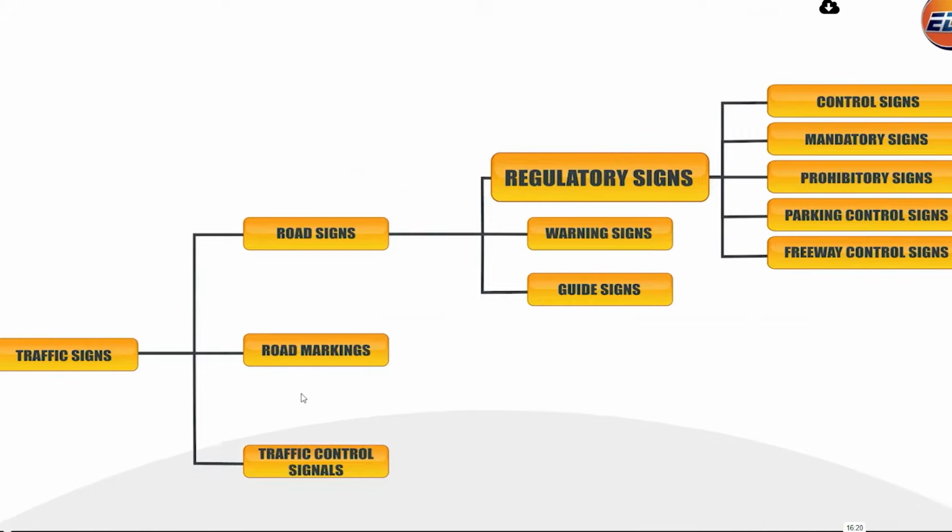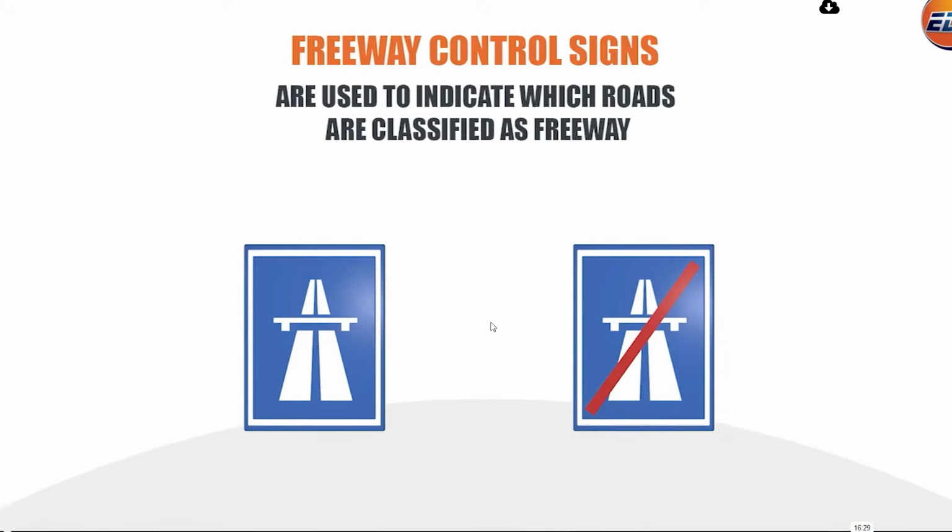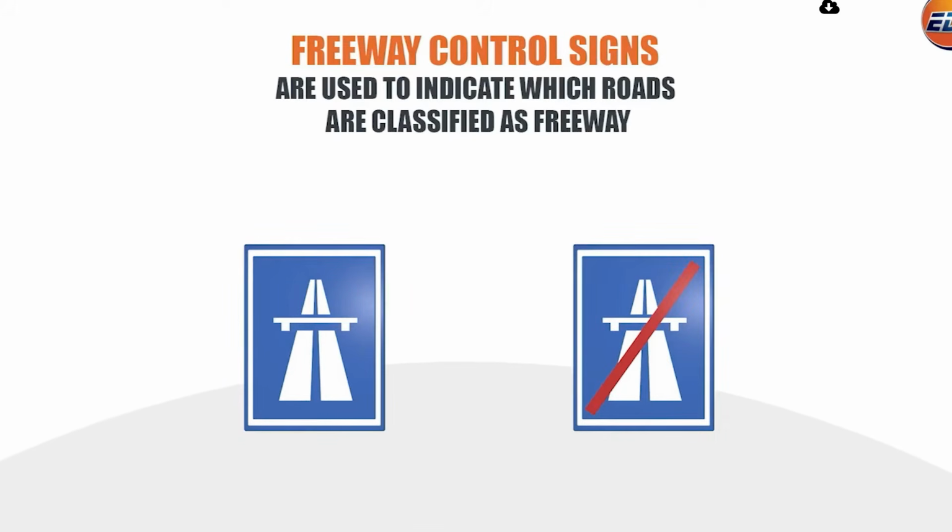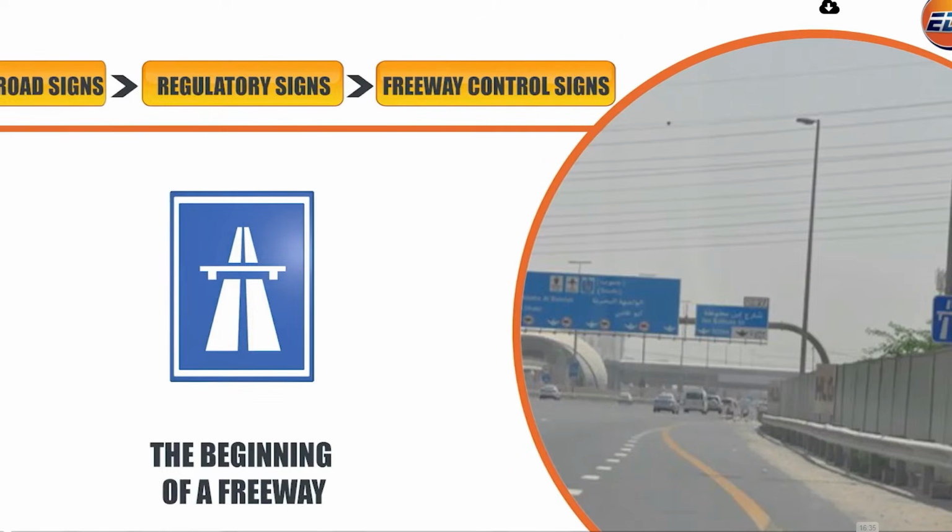Now you will learn about the fifth and last type of regulatory sign, that is, freeway control signs. Freeway control signs are used to indicate which roads are classified as freeway. Freeway begins. This sign represents the beginning of a freeway.